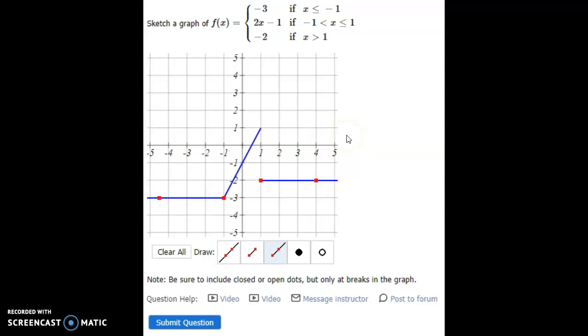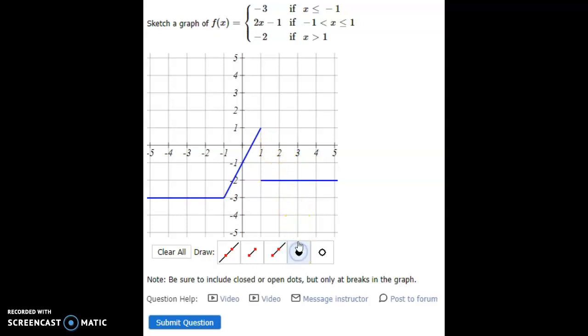Okay, next I have to figure out where my include and exclude buttons go. Notice in this first part, at the connection at -1, these two graphs connect to each other, so I don't have to do anything for that. That one's good to go. At the end of the middle section, the inequality says x less than or equal to 1. So that means I have to include this middle endpoint.